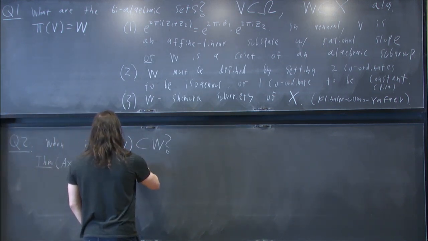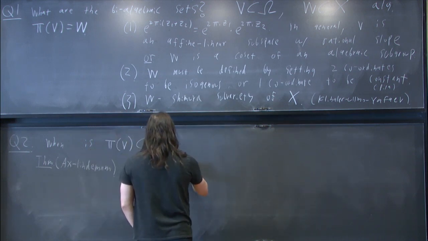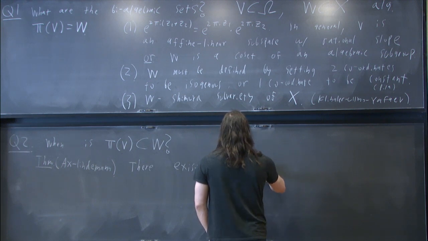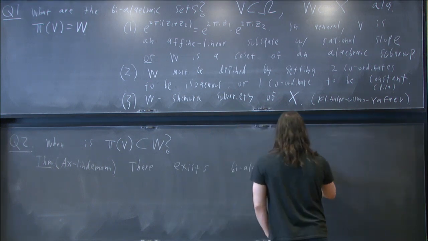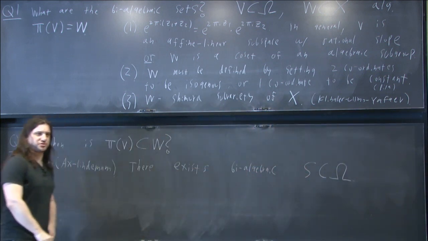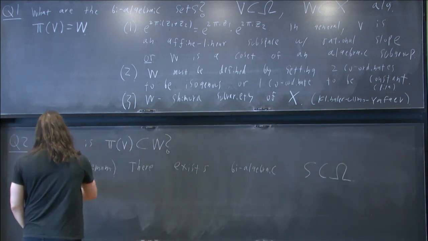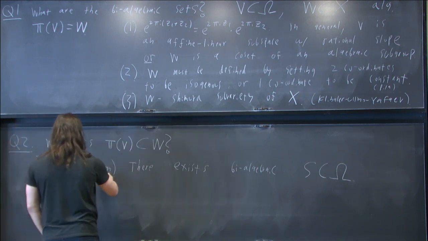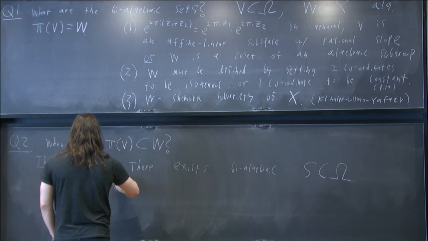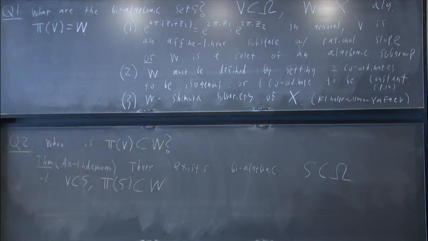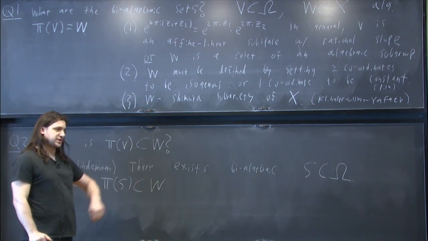It says that if this is the case, there exists a bi-algebraic S. I could make S either in omega or in X. I'm going to choose to state it with S in omega, with V in S and pi of S in W. So in some sense, the only non-trivial interactions are the ones that show up from bi-algebraic sets.